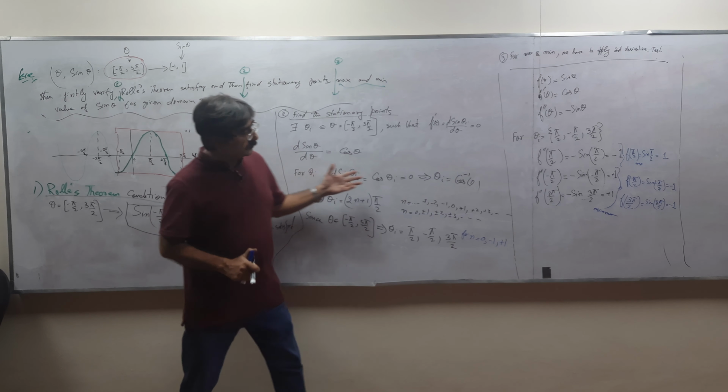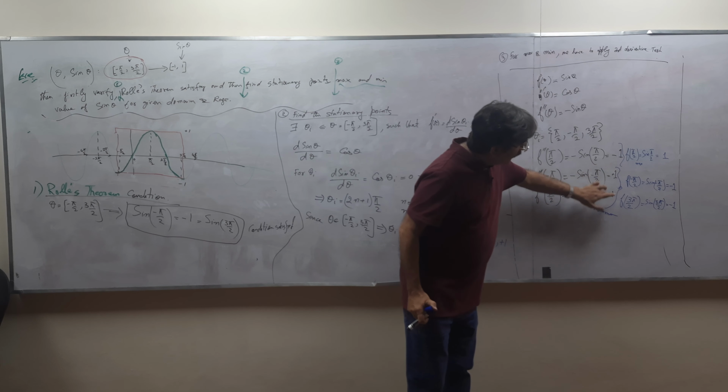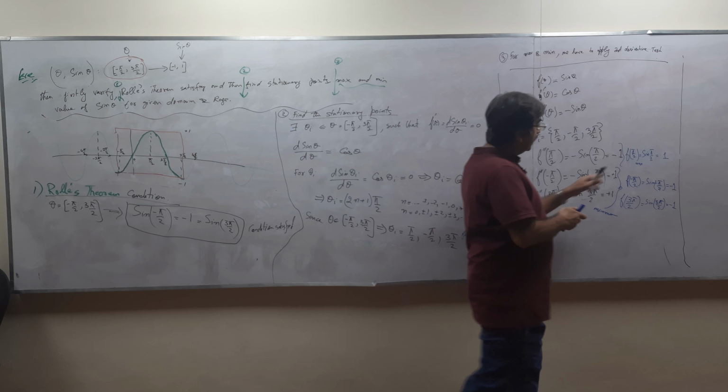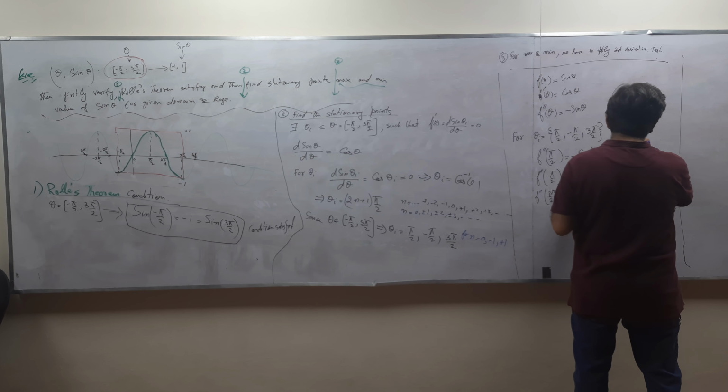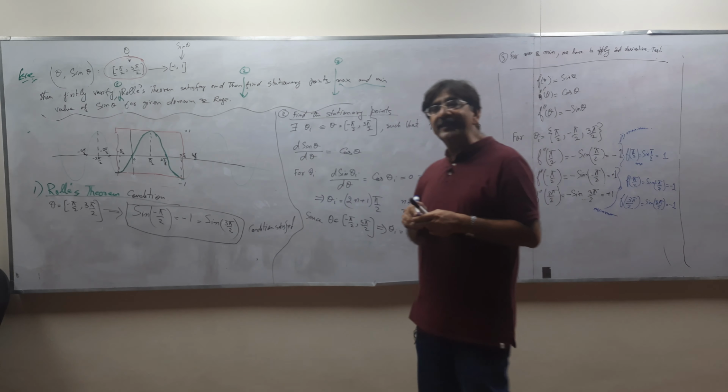Okay. So, because these changes are positive, that's why that will be representing the minimum. This change is negative, so that will be representing the maximum value. If you have any question, please ask.